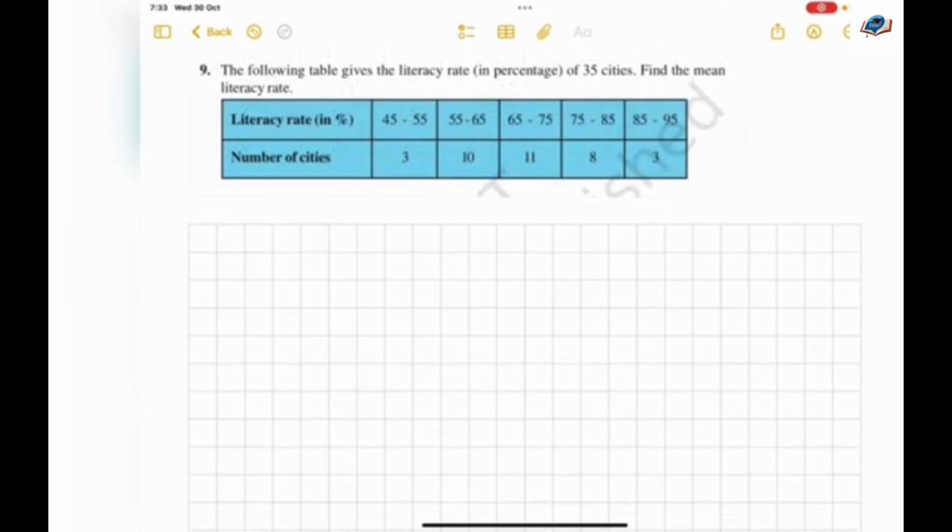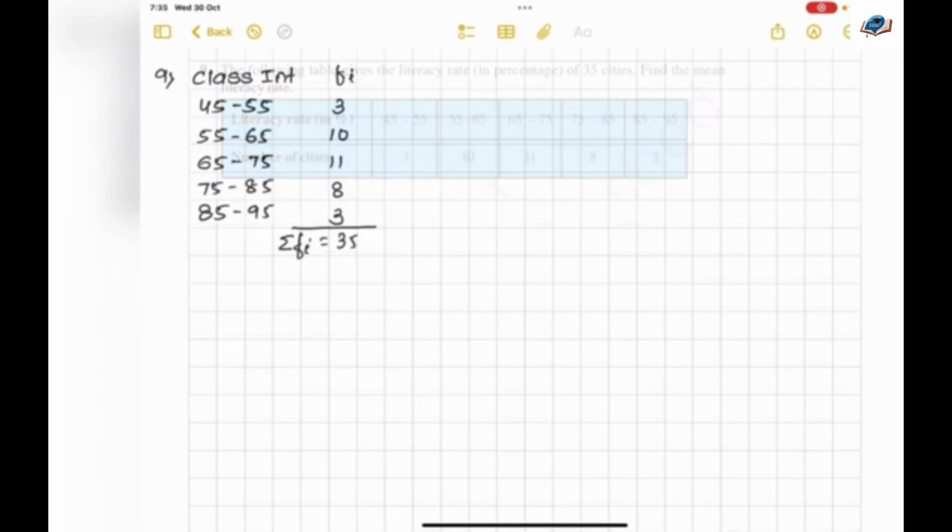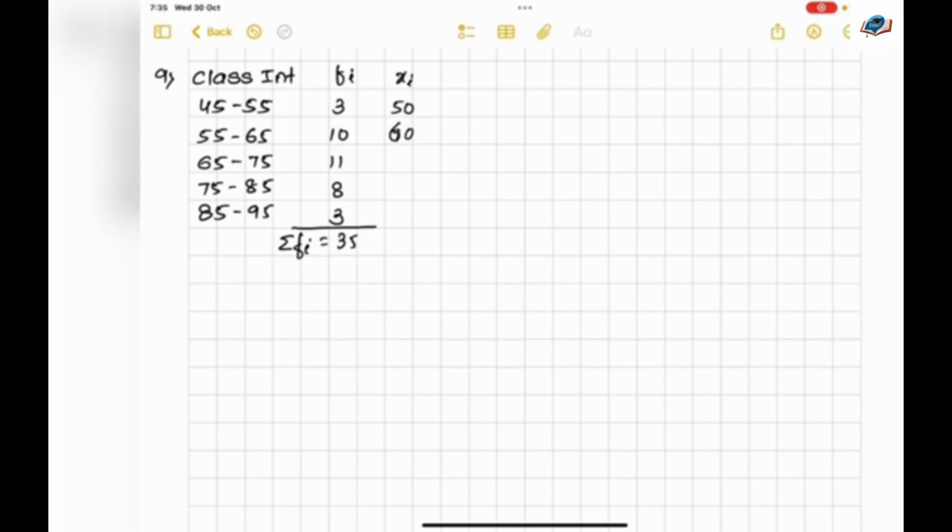The ninth question says the following table gives the literacy rate in percentage of 35 cities. Find the mean literacy rate. Now here first I have written it in the table form, that is class interval and fi. Now I am finding xi. So xi will be the sum of the lower limit and upper limit divided by 2. So that is coming as 50. Then this is coming as 60, then 70, 80, 90.